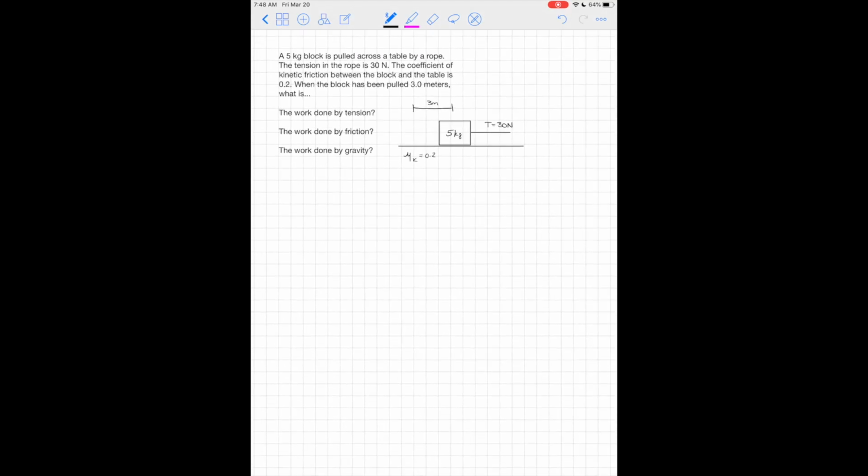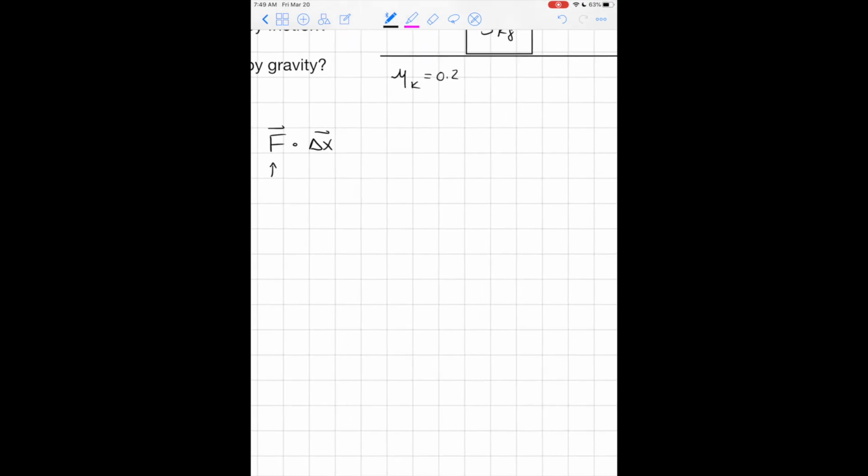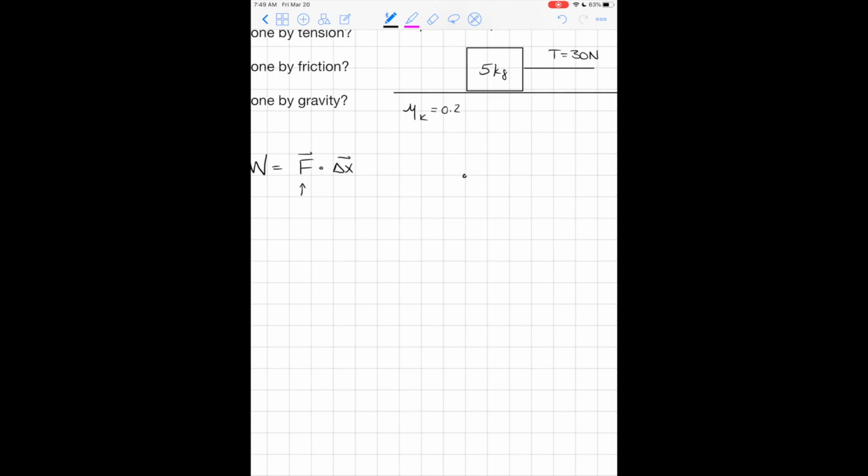So at this point, we're still talking about work. Remember that work is going to be defined as F dot delta x for most scenarios. It really is a path integral. We talked about that. But for this problem, since we're going in a straight line, and our forces are all constant, we really just have F dot delta x. So I need to look at the individual forces here. I probably want to draw a free body diagram. Right? What forces are at play?